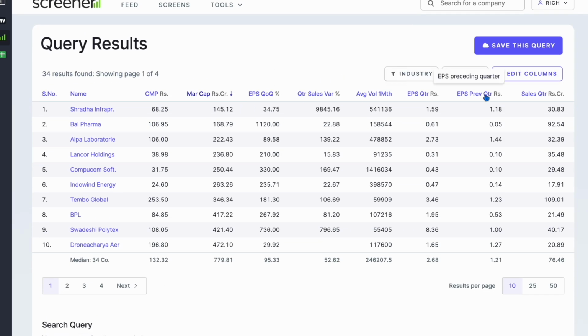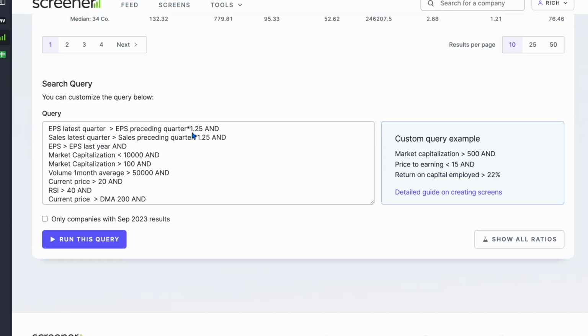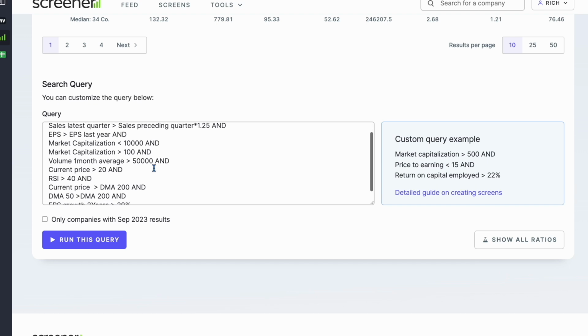And these are very basic queries that I've written here for you. And this is how simple this scan is to run. Just type in whatever you want and you will get it.